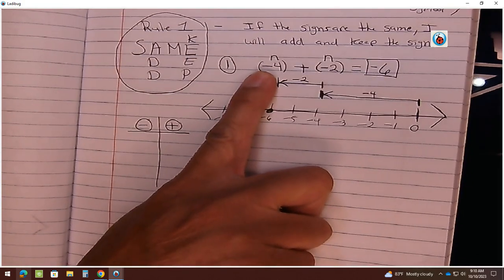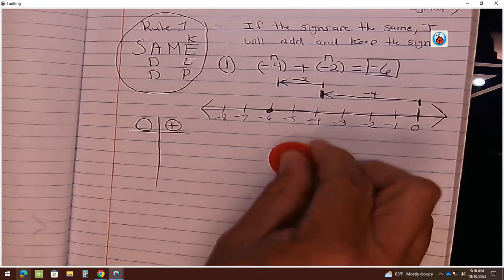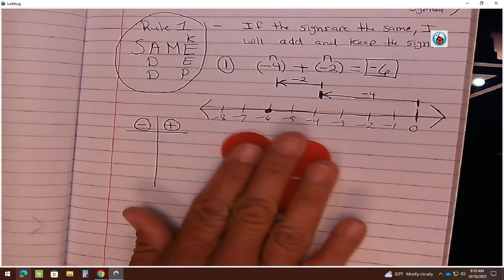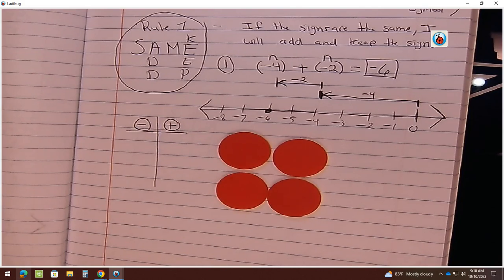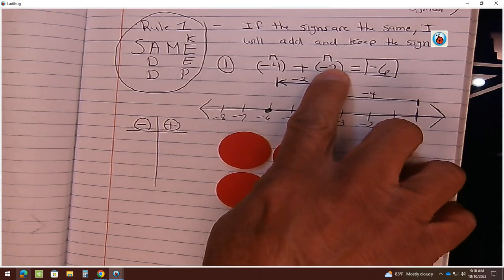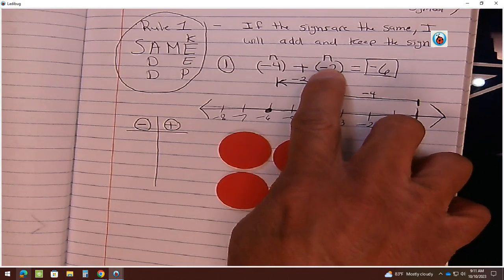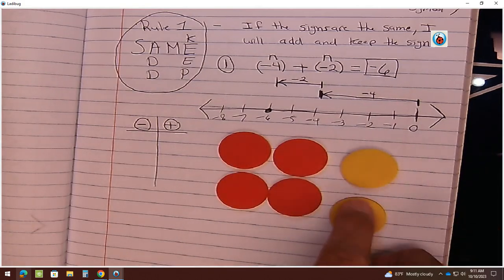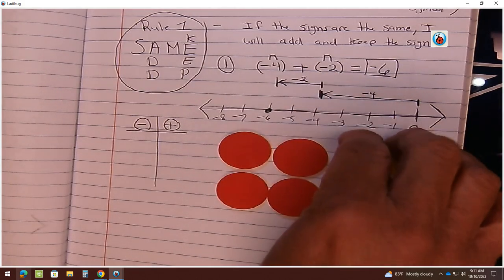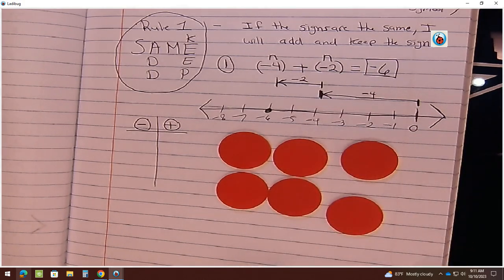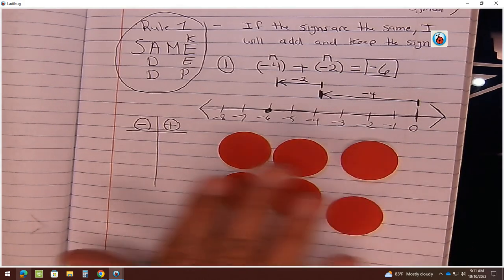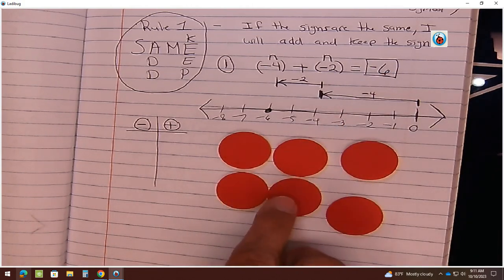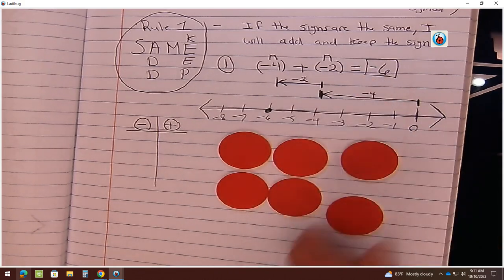Look, I lost 4. So how many red do I need? 4. 1, 2, 3, 4. There, I lost 4. But then I lost 2 more. I added, but they're losses because the negatives say that they're losses. So I'm going to need 2 more, not yellow, because they're what? Negatives. Anything else happen? No. What do you see there? 6. And they're all color what? Red. That's why the answer is -6. So there's how I proved it.